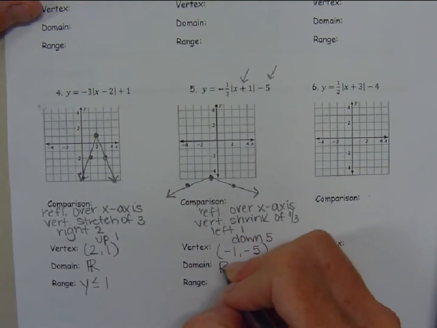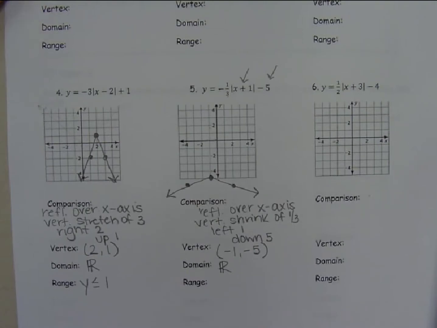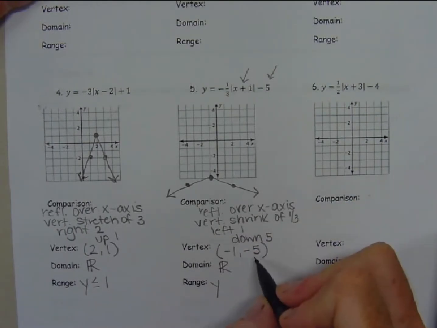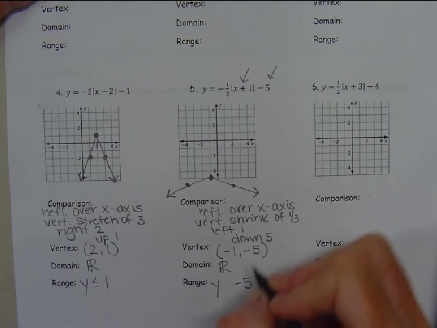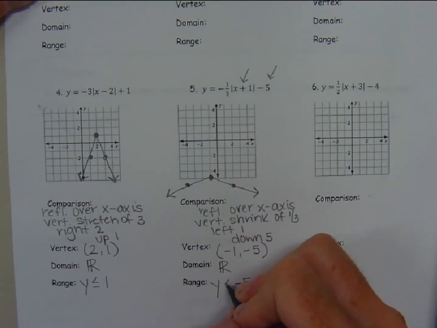Domain again is reals. The domain for all absolute values will be reals. My range deals with y. The y value here is -5. Because the arrows are going down, it is less than or equal to.